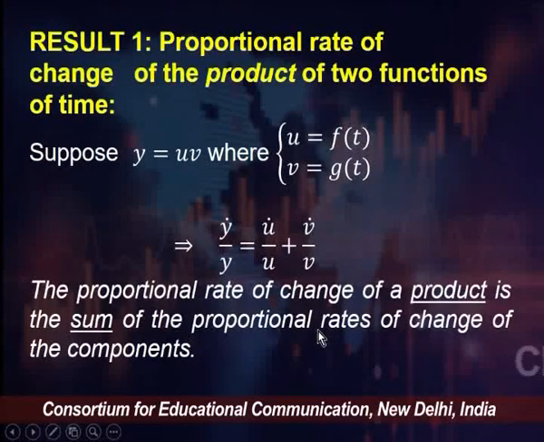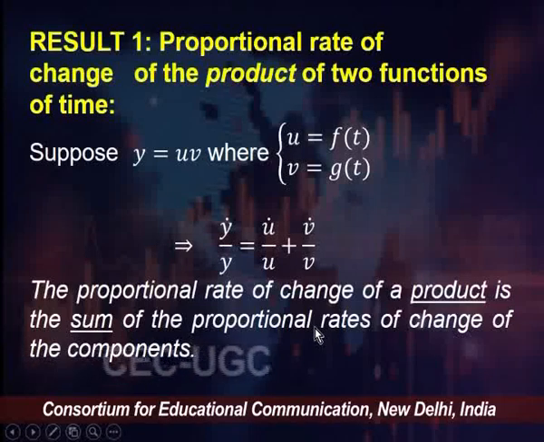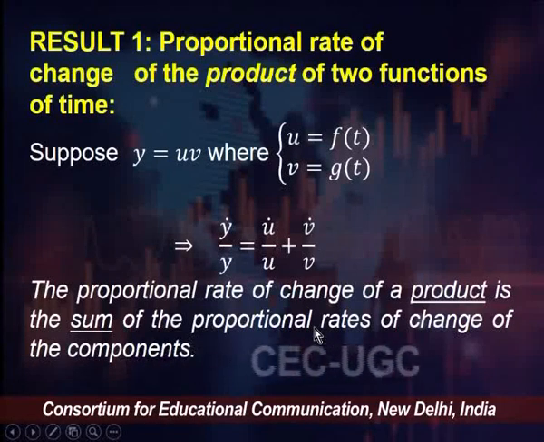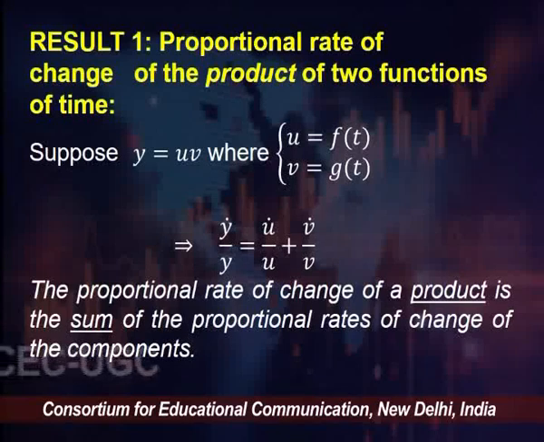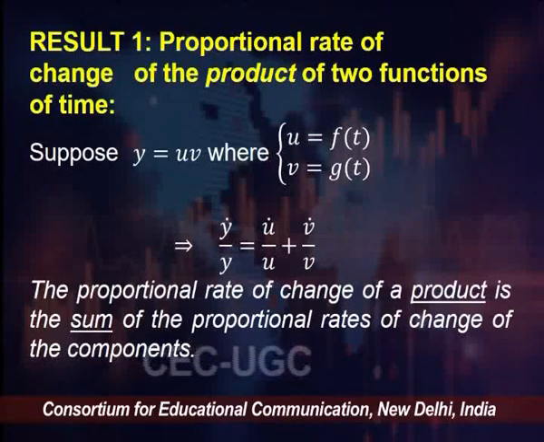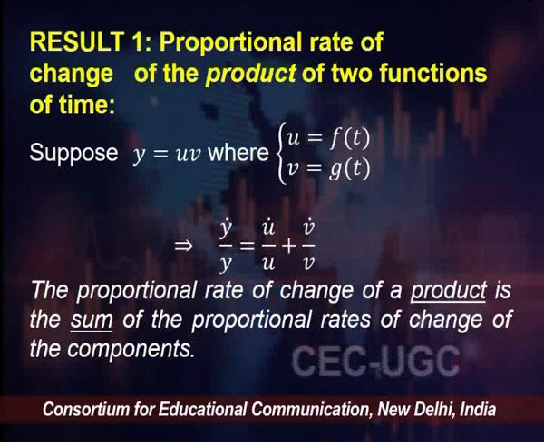And this then leads us to the result that if we want to calculate the proportional rate of change of the product of two functions of time, then the proportional rate of change of a product is a sum of the proportional rates of change of the individual components.